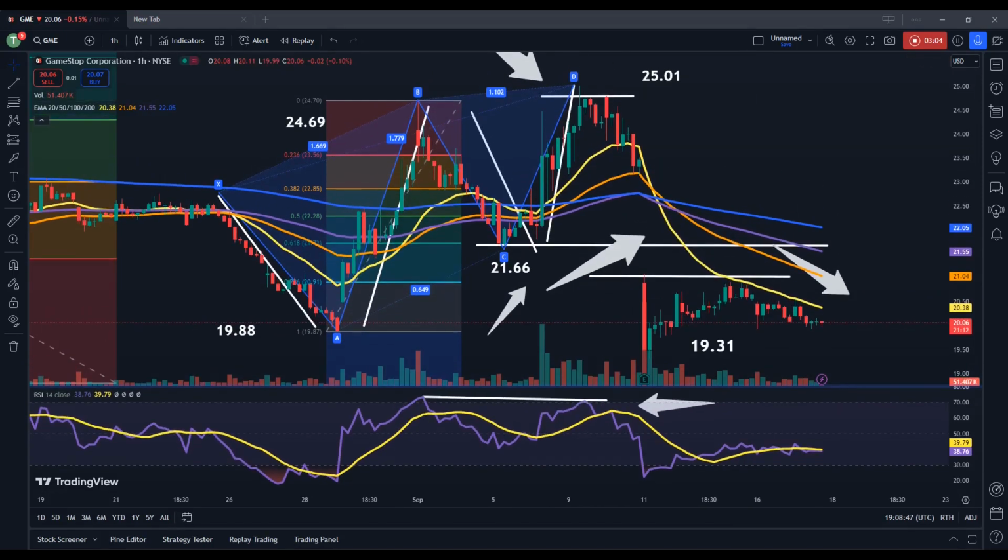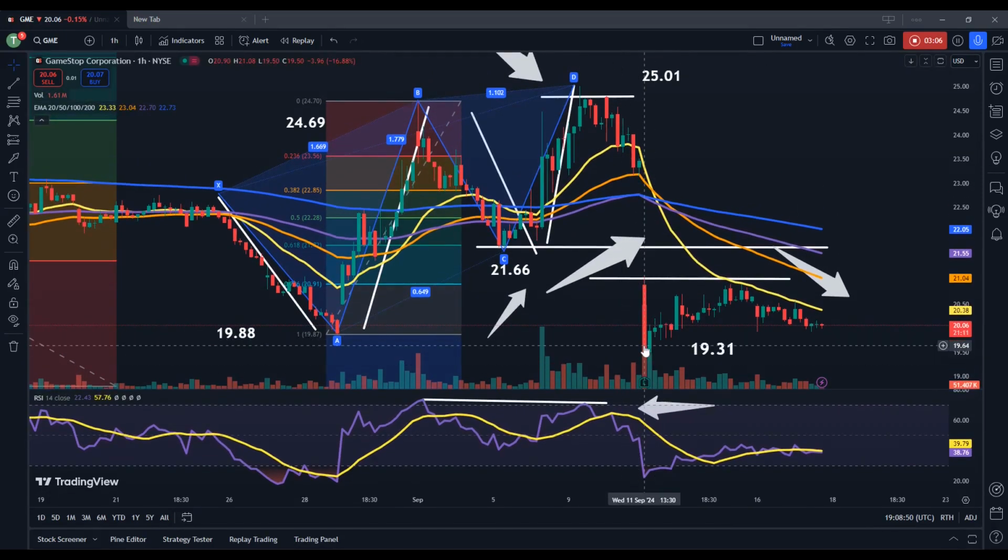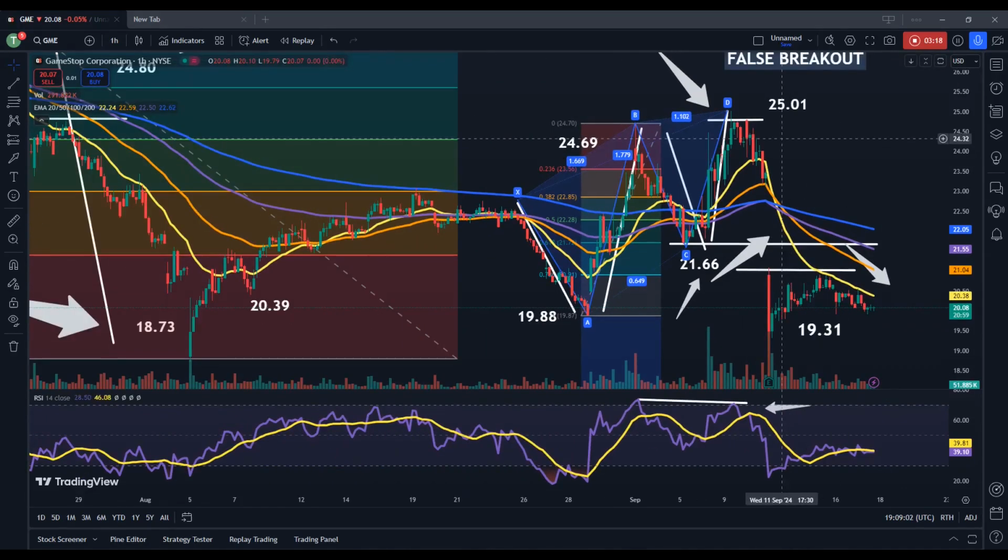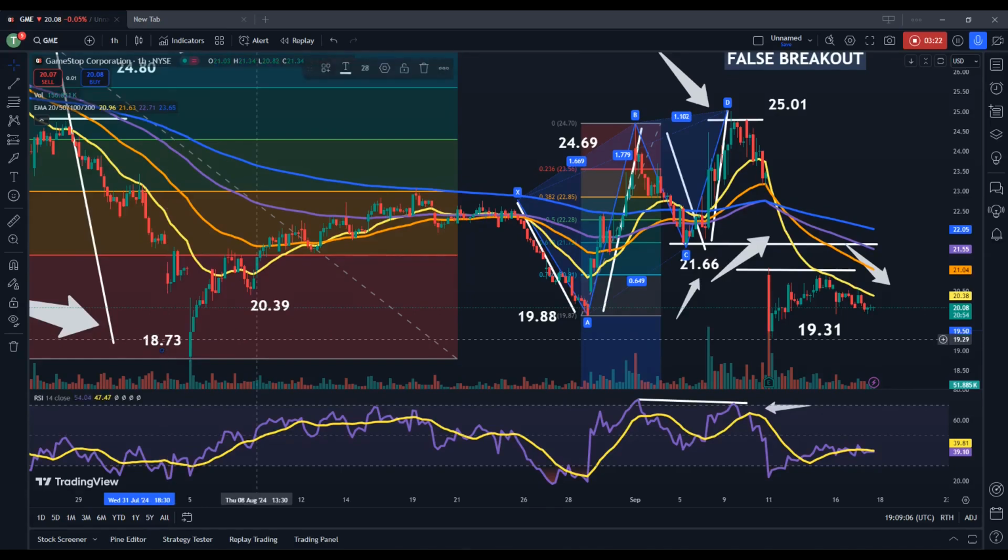So to the downside, what we have to watch from here is this $19.31 support zone. Of course, this is a lower low relative to the $19.88 support zone that was generated previously. This would have been the price low from the August 28 trading session. If we break below this $19.31 level, the next level to the downside that we have to be watching for is this $18.73 mark.